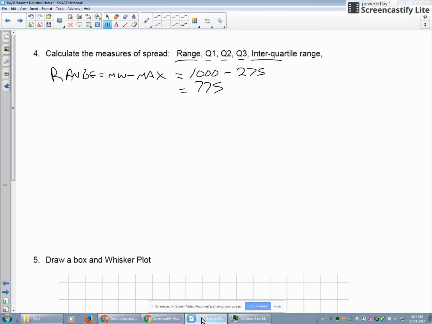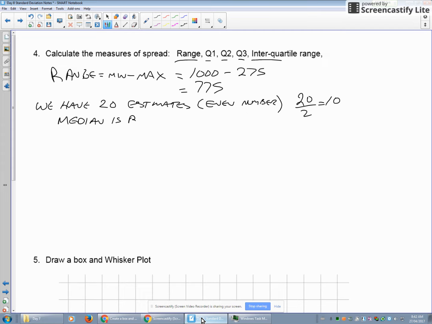Now, in order to calculate our quartiles, we have 20 estimates. I note that that is an even number. So to figure out where our median value is going to be, I take my 20 divided by 2. That gives me a 10. So our median value is between 10 and 11.